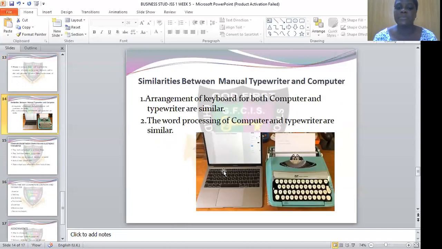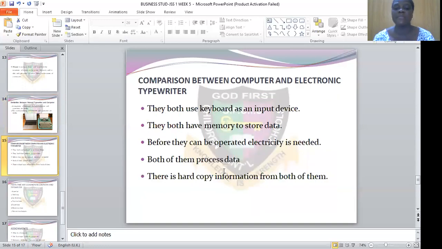The similarities between the manual typewriter and the computer. The manual typewriter doesn't use electricity. Number one, the arrangement of keyboards is similar, both in the computer and the typewriter. Number two, the word processing of the computer and typewriter is the same. And we look at the comparison between the computer and the electronic typewriter.